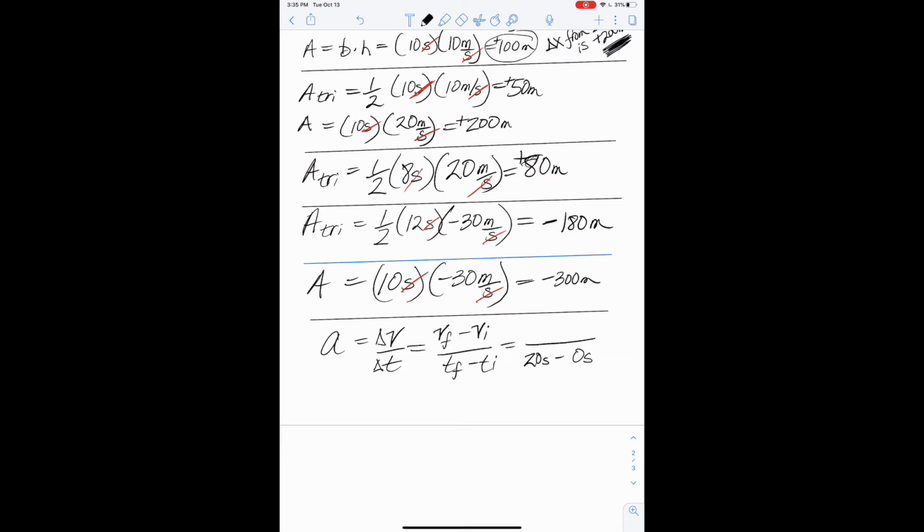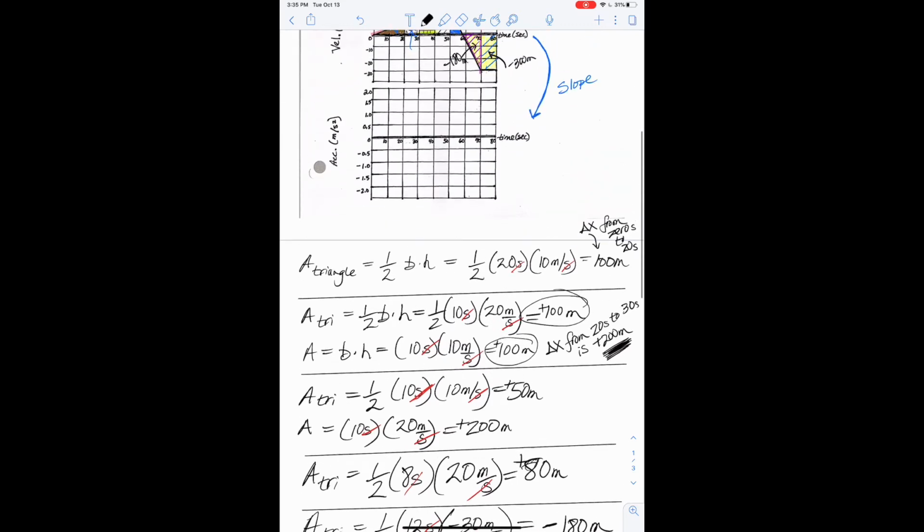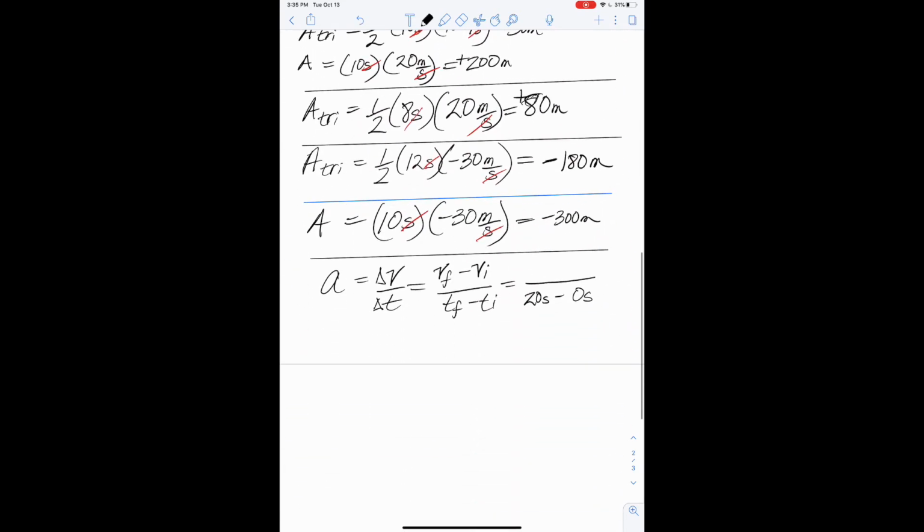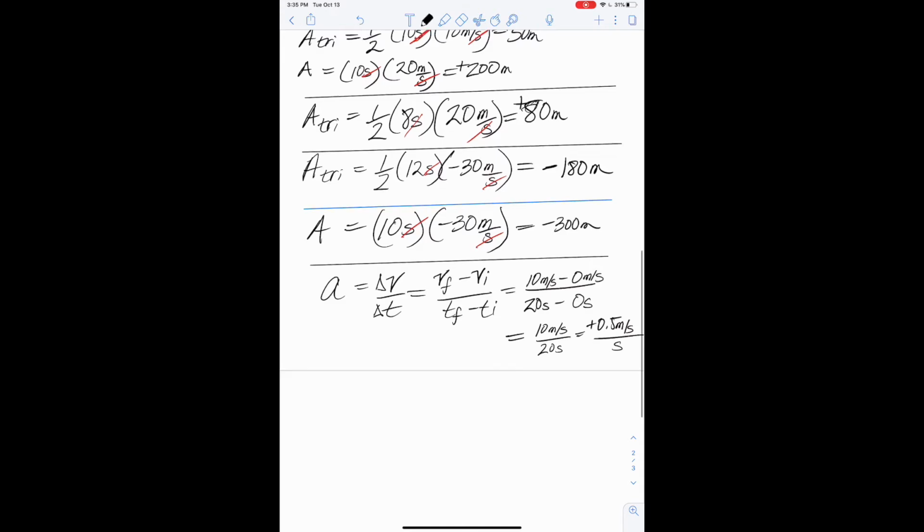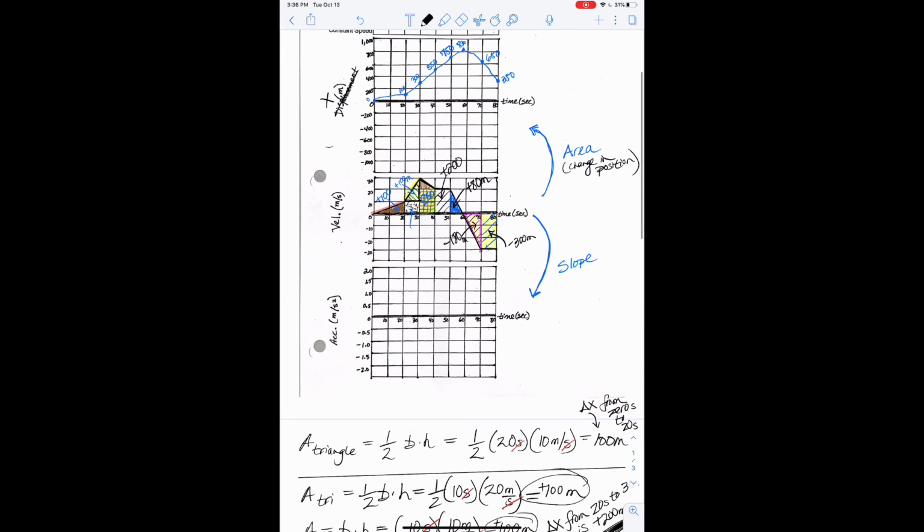All right, so because we said for the first triangle, we're using that larger chunk, right? You remember that. Final velocity is going to be positive 10. Initial velocity is going to be 0. We do the math here. We get 10 meters per second per 20 seconds, which is equal to positive 0.5 meters per second squared. Okay, so that's my first slope.